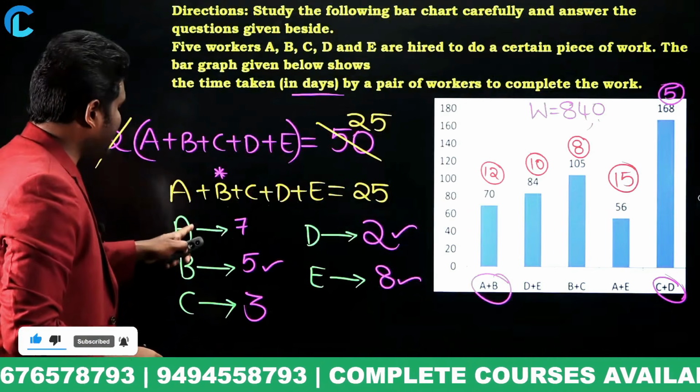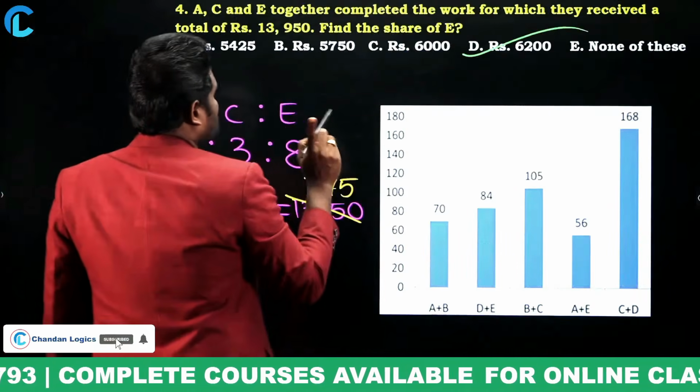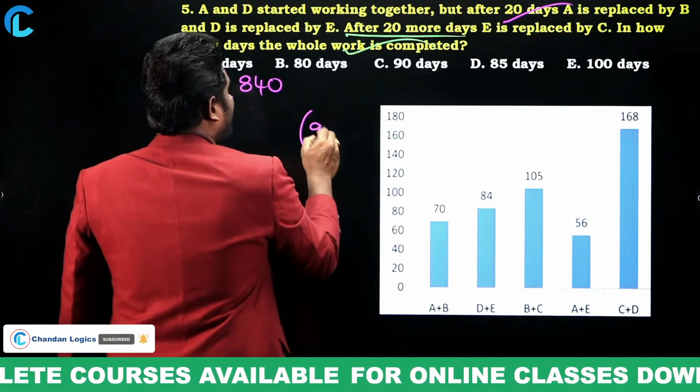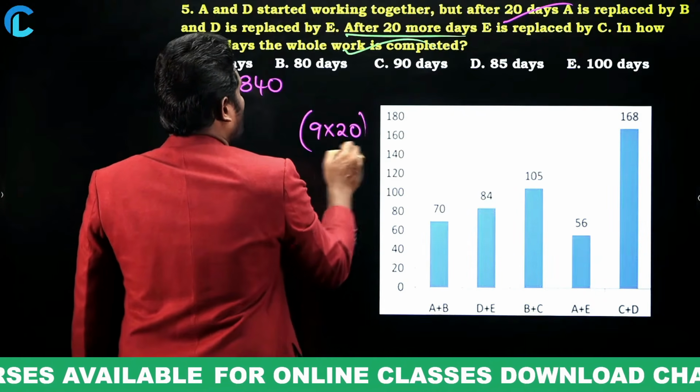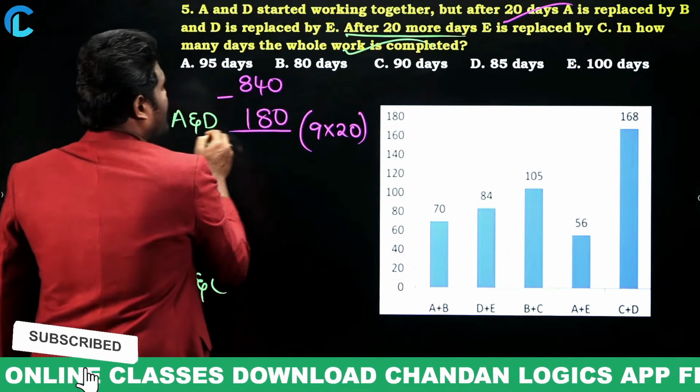What is efficiency of A? 7. Efficiency of D? 2. 7 plus 2 means 9. Which means one day they will do 9 units. One day 9 units means in 20 days they will do 9 into 20, 180 units. Yes or no?